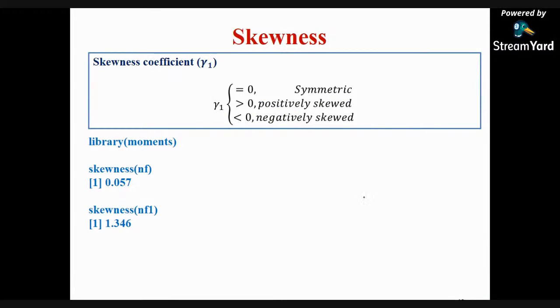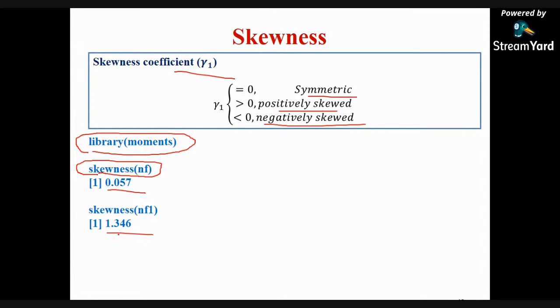Okay, and for the skewness coefficient in R, by default, under the library moments, we have the command skewness. If you give skewness and the name of the variable, the data set that is stored, NF, you get the value of skewness. Okay, now, if it is equal to 0, it is symmetric. If it is greater than 0, it is positively skewed. Less than 0, it is negatively skewed. So, for the first data set, NF, the original data set, number of fruits, a skewness value of 0.057 is very close to 0. So, we can somewhat say it to be symmetric.